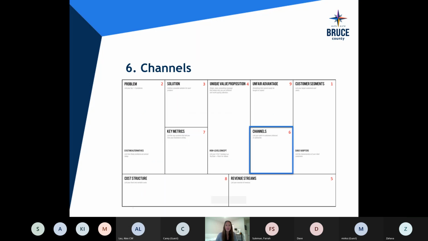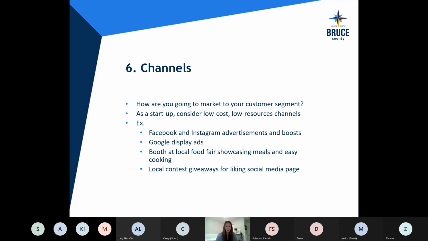The next section that we're looking at is the channels. And essentially this is, how will you build a path to your customers, i.e. we're looking at marketing. How are you going to market to your customer segment? Now, in this section specifically, when you're a startup, you very likely might not have that much money floating around to really push your products or services. So you want to consider low cost, low resources for the channels, the mediums through which you're marketing your product.